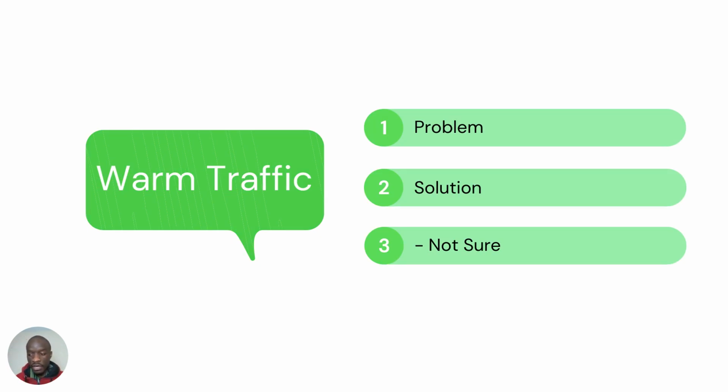With warm traffic, now the traffic has progressed one step further. They know the problem, which is what they were feeling. Now they also know that there is a solution. So they start realizing, okay, my problem is weight gain, right? And if I want to lose weight, there must be a solution. The solution could be dieting. It could be exercise. It could be different workout strategies that could really help improve that. And so warm traffic is slightly further along.